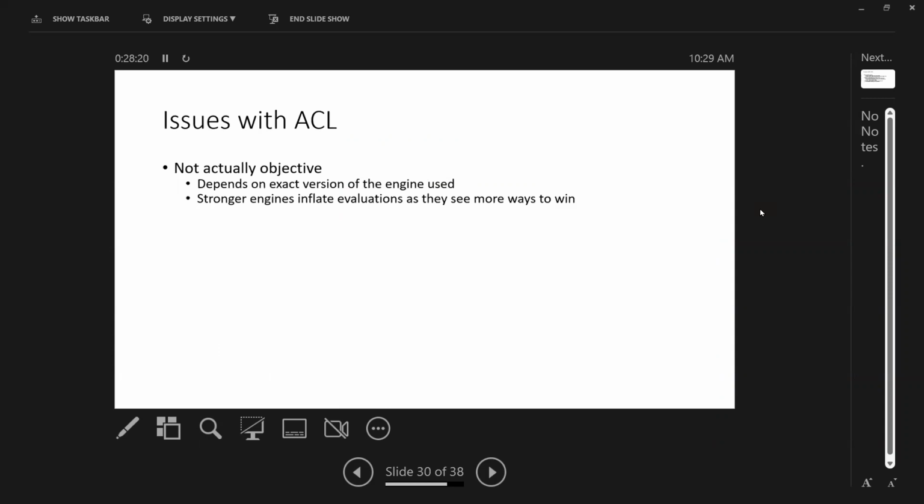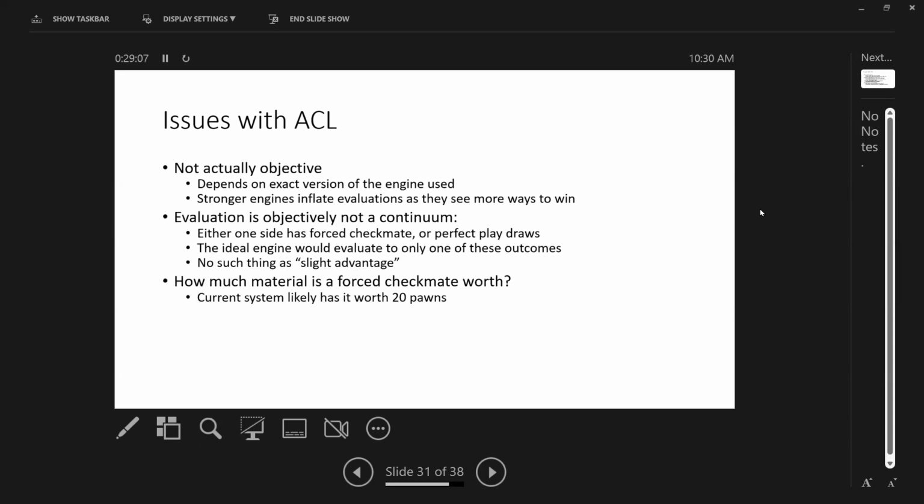Well, average centipawn loss was developed as an attempt to measure the skill of a player objectively, but it turns out that it fails in many different ways. It's not actually objective. The precise evaluation of the position is going to depend on the exact engine you're using to do the evaluation. And as engines become more and more powerful as time goes on, they're able to spot more and more ways to win from a position where it looks like neither side has anything to do. As a result, for the same position, the evaluation keeps getting higher as engines get stronger. So, for example, you cannot compare the evaluation from one engine to the evaluation of a different engine. You can only compare with the same engine.